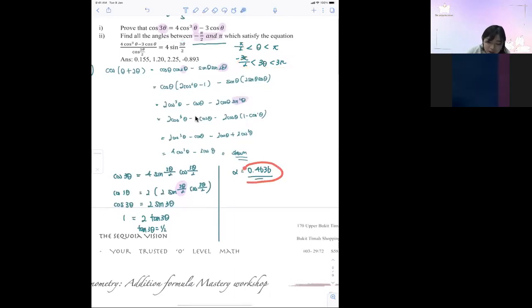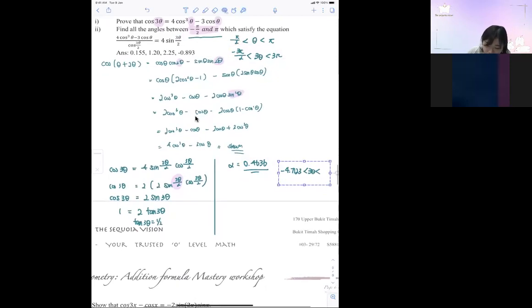Since this one is in decimal, my domain, I try to keep it in decimal also so that I know where to stop. So can you key minus 3 pi over 2 in the calculator? Minus 3 pi over 2 is minus 4.7123. Then what is 3 pi? 9.4247. Okay, so this one is your domain. Later when we solve, we must keep to this.